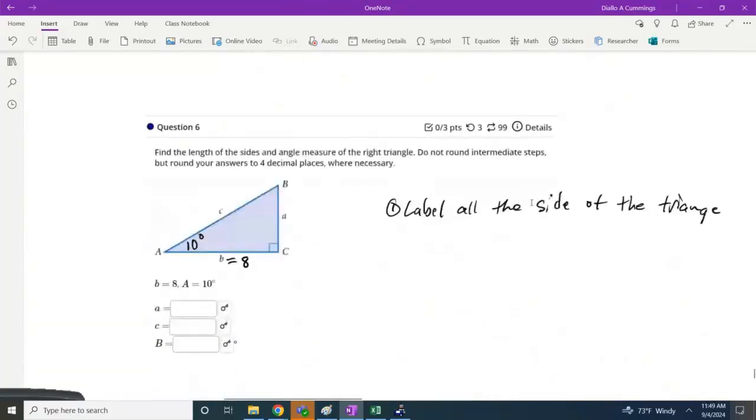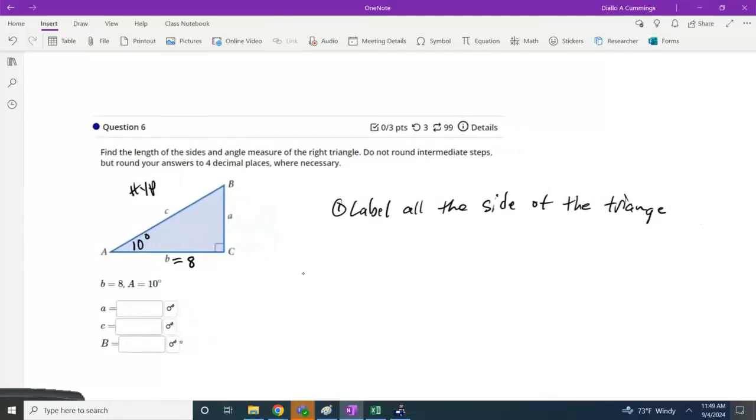So when I start to label my triangle, I always label the hypotenuse first, right? So my hypotenuse is going to be side C. So that's my hypotenuse. That's the first thing we did, was find the hypotenuse.